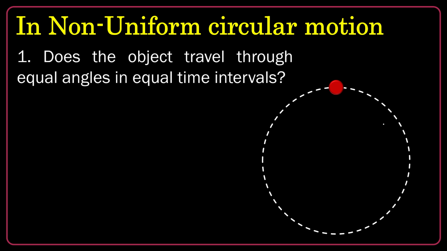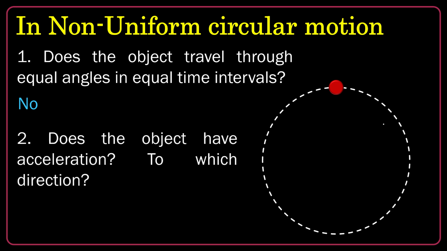What does it mean? The question asks me, does the object travel through equal angles in equal time intervals? Not necessarily. No. It may travel 10 degrees in 1 second, and in the upcoming 1 second it may be 20 degrees.